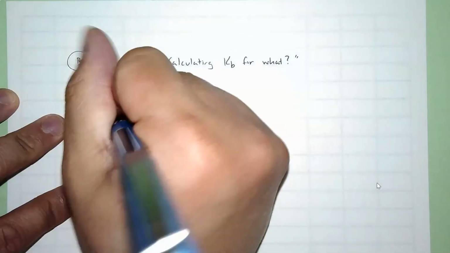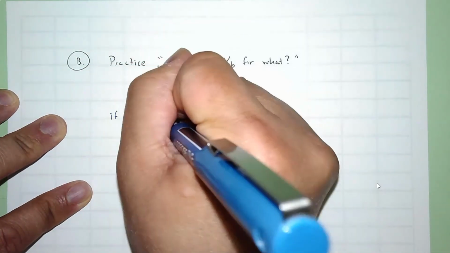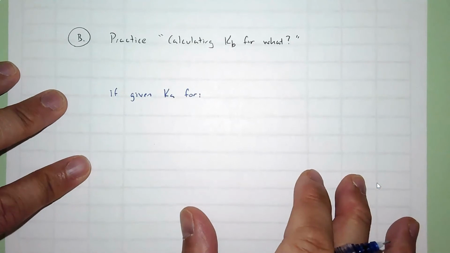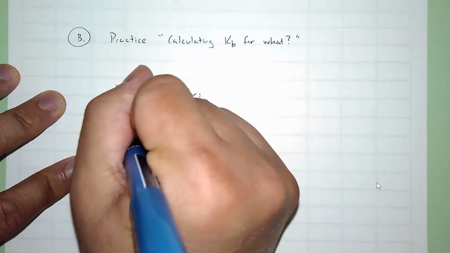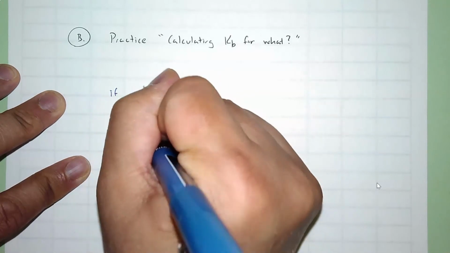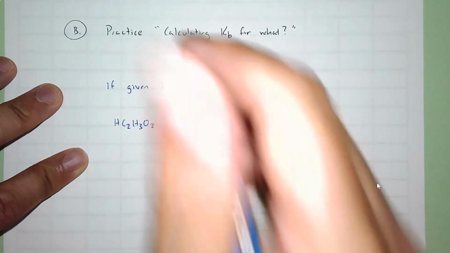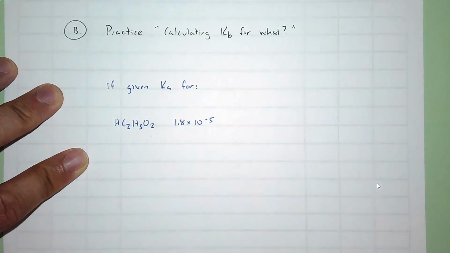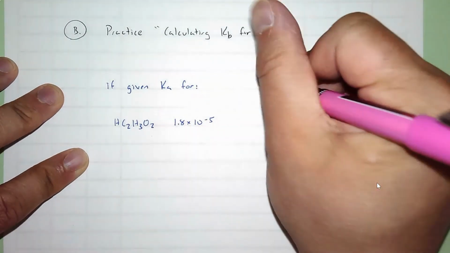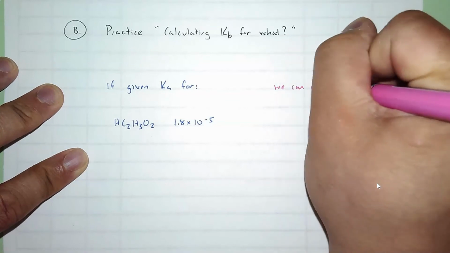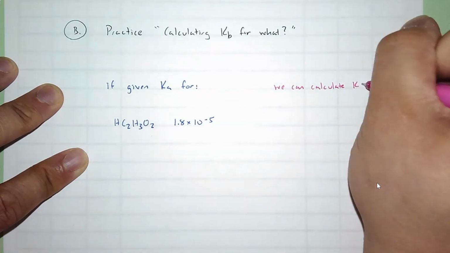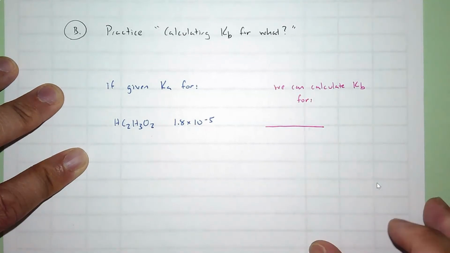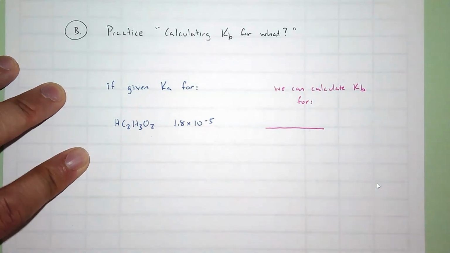If given the Ka, so our first example is if we're given the Ka for this acid, HC2H3O2. That's acetic acid. And the Ka is 1.8 times 10 to the minus 5. If given that, we can calculate Kb for what compound?